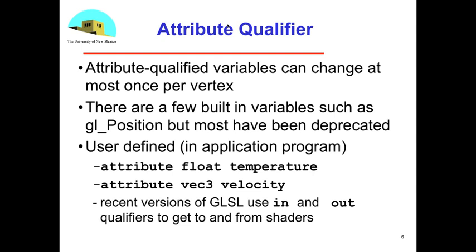So one of the nice things about deprecating some things that were built in, like colors, is it gives you a lot more freedom to say, these are the attributes I need for my application. So I'm going to send over for each vertex a temperature. So I identify that in the vertex shader as an attribute variable that comes over from the application, and we'll use, say, a float, and its value will be called temperature. So now I can refer to temperature in the code for that shader.